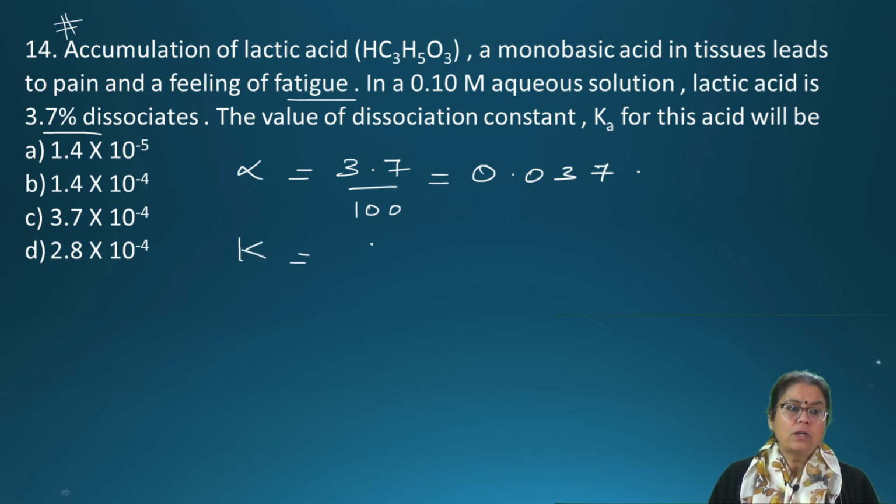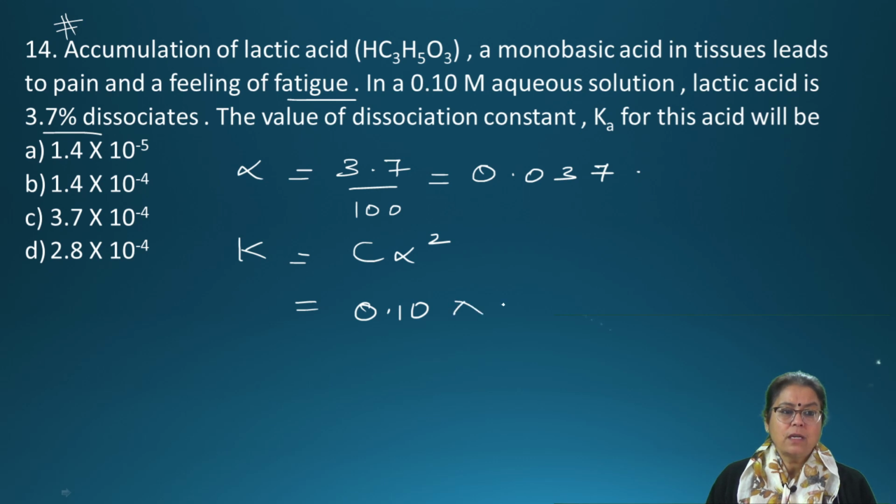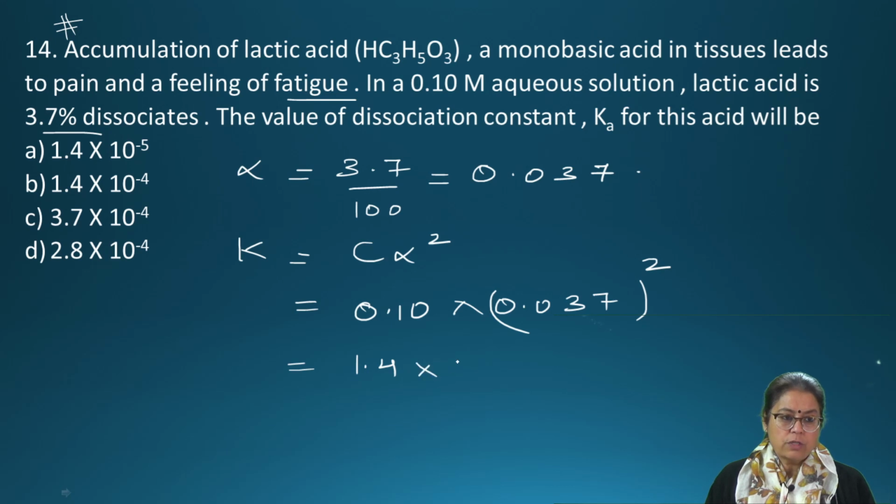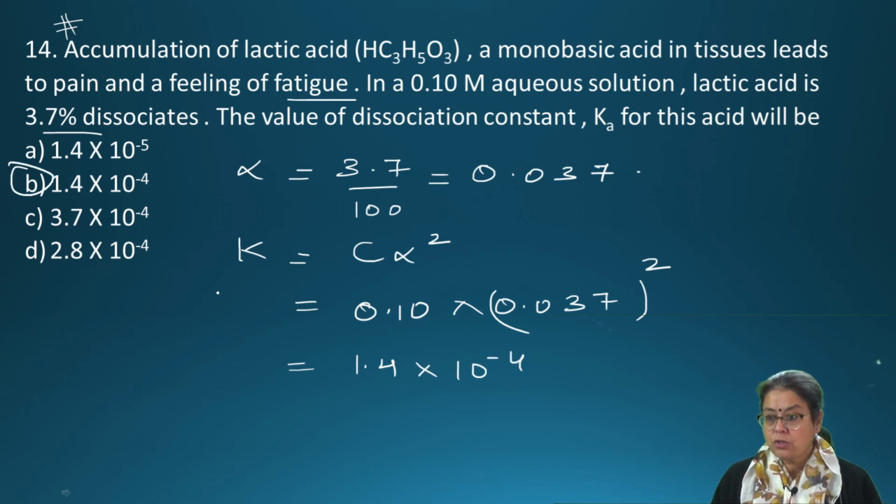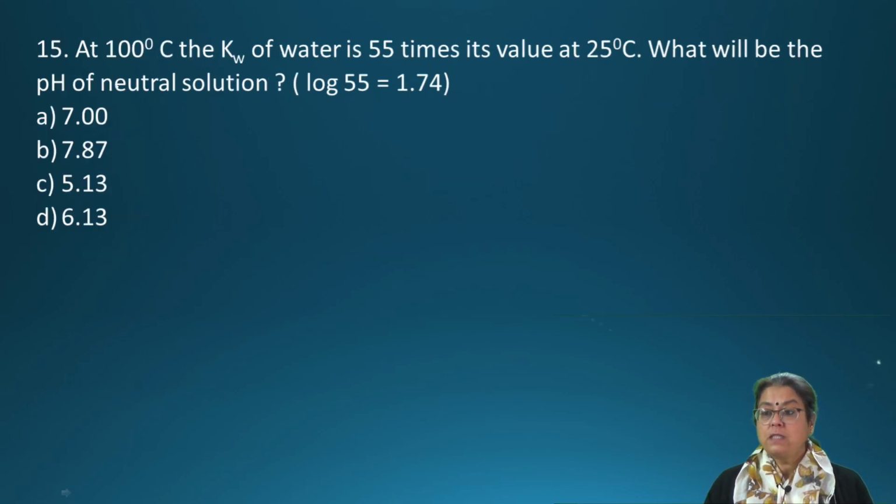And what is the value of K? That is equal to C alpha square. Concentration हमें कितनी दी है? 0.10. That is the concentration given into 0.037 का square. So it comes equal to 1.4 into 10 raised to power minus 4. Correct option over here, that is going to be B. Let's go on to question number 15.